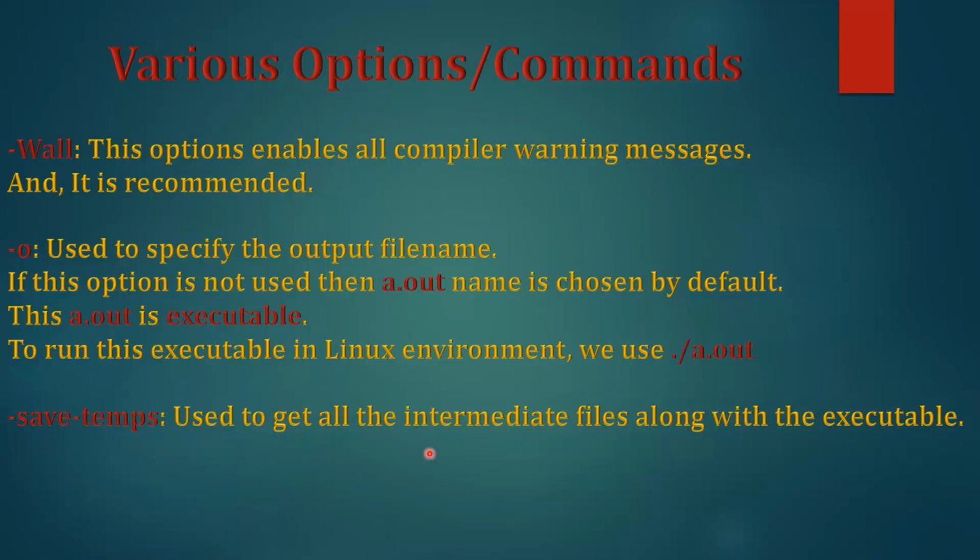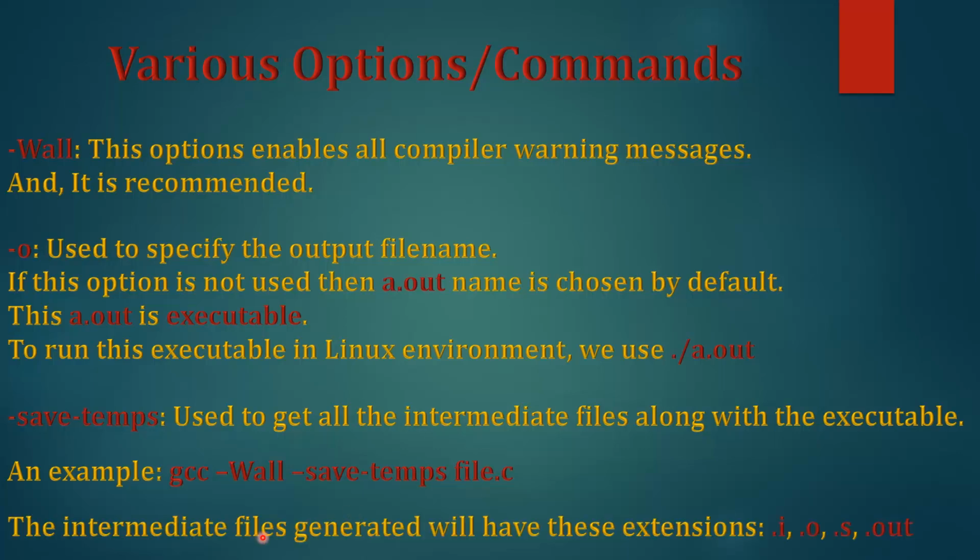Next, save temps. This command is used to get all the intermediate files along with the executable. If we run the makefile, then we will get the output file by default, that is a.out in this case, but we will not get the intermediate files. If we want to get the intermediate files, then we should use this command, save temps. An example is gcc dash wall, then dash save temps, and then the file name, the file that contains the main function. The intermediate files generated by using this command are these: .i, .o, .s and .out. These are the intermediate files we have looked into before, in the compilation process in C programming.